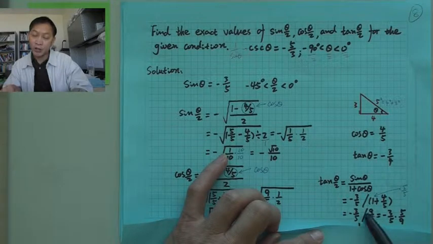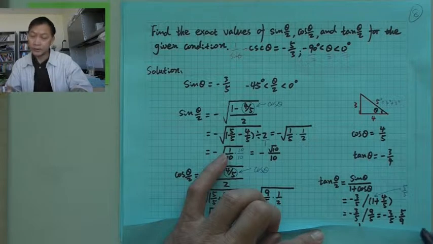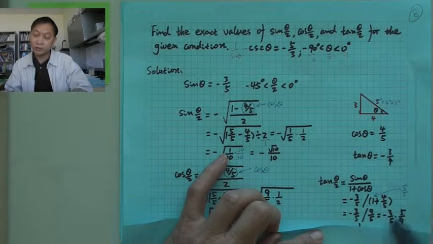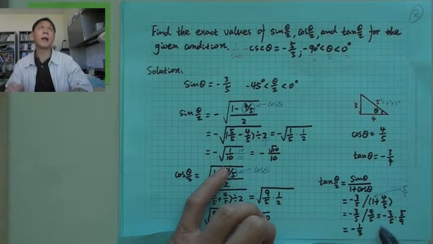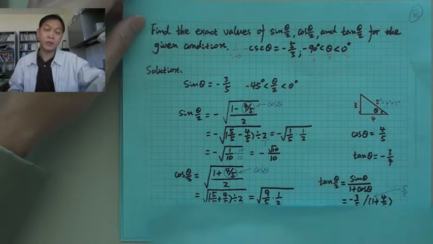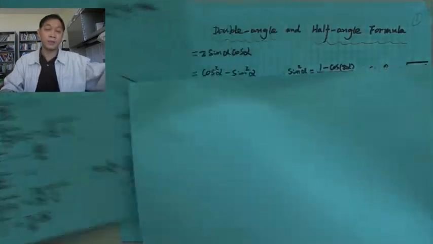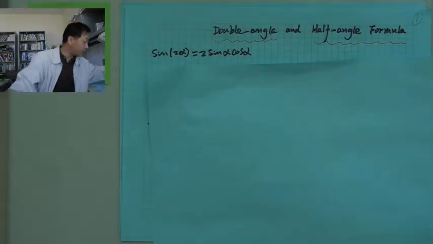Flip the denominator, change division to multiplication. So then you have 5 over 9. Now 5 cancels 5, and 3 divided by 9 gives you 1 over 3. So it's 1 over 3, negative everywhere. That's one of the applications for half angle, and we have more applications.